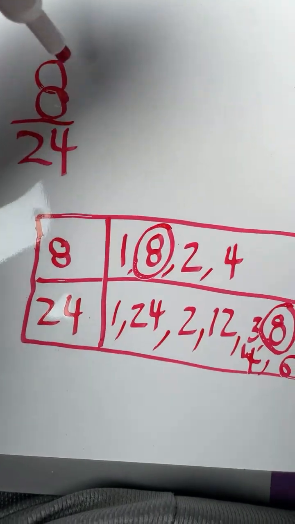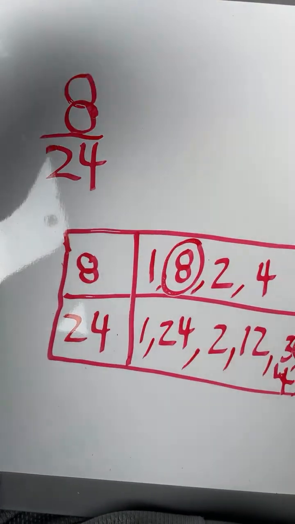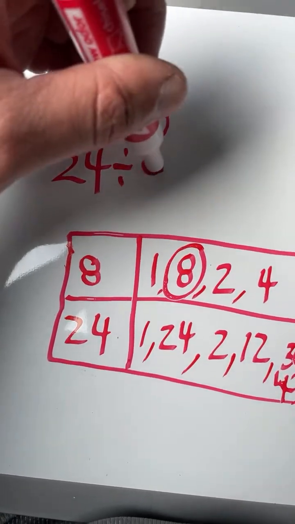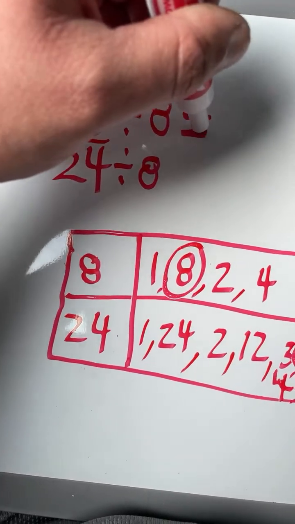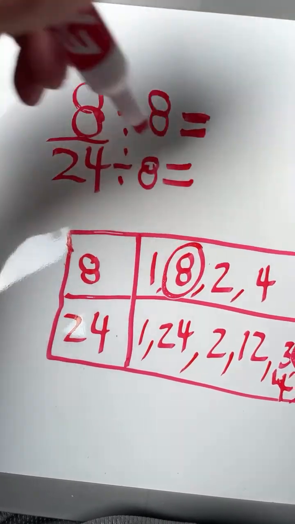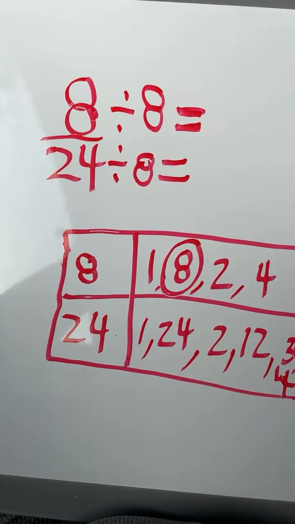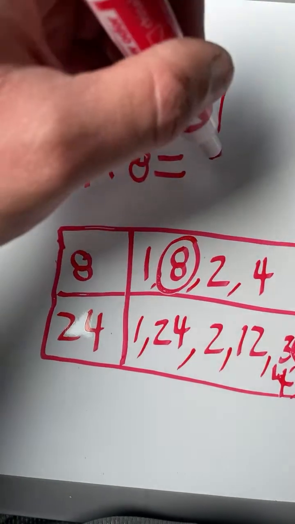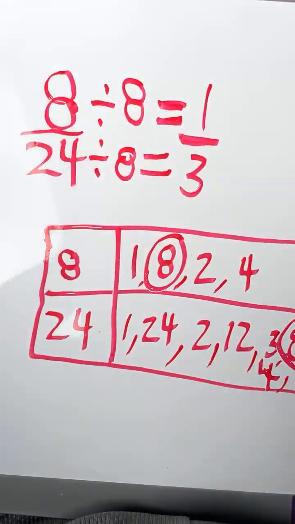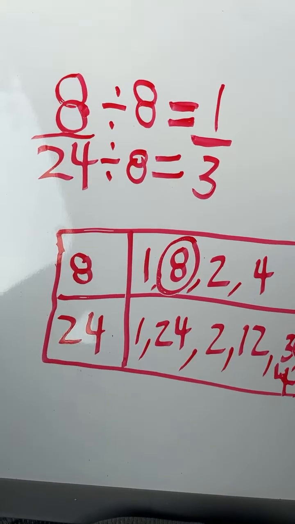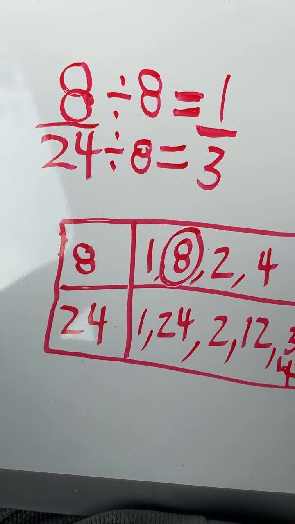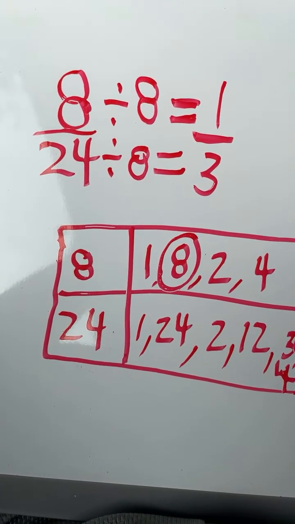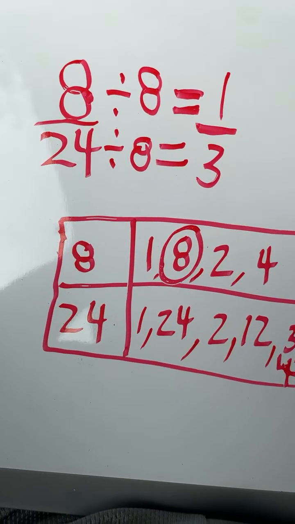So we are going to divide the numerator and the denominator by 8. 8 divided by 8, and 24 divided by 8. Here we go. 8 divided by 8 equals 1. 24 divided by 8 equals 3. And we have our final answer. 8/24 reduced to lowest terms equals 1/3.